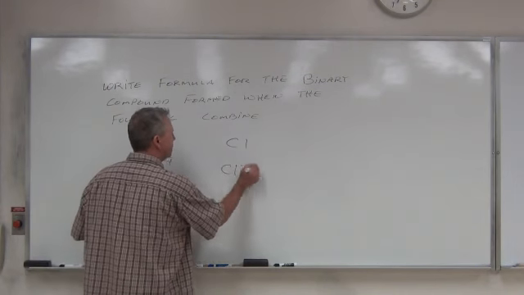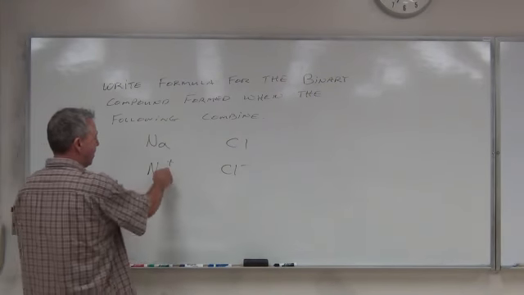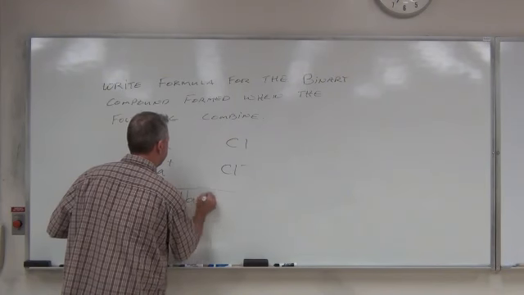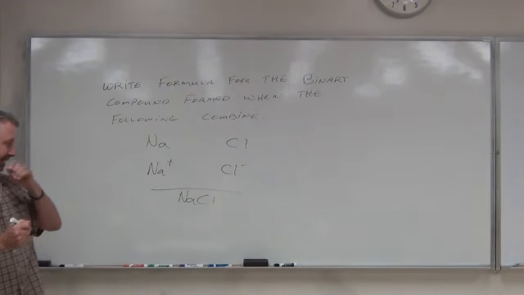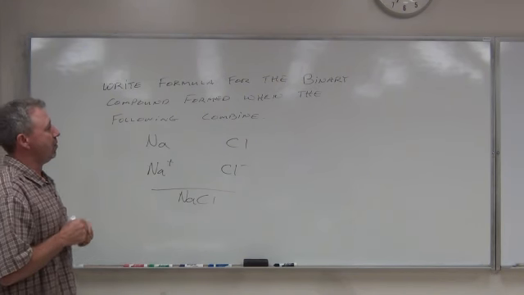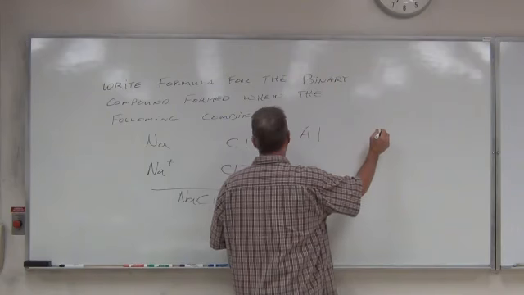Cl is group 7, and group 7s are -1. These are neutral. They cancel each other out in 1-to-1 ratios. So our formula is NaCl. What if we wanted to do aluminum and oxygen?